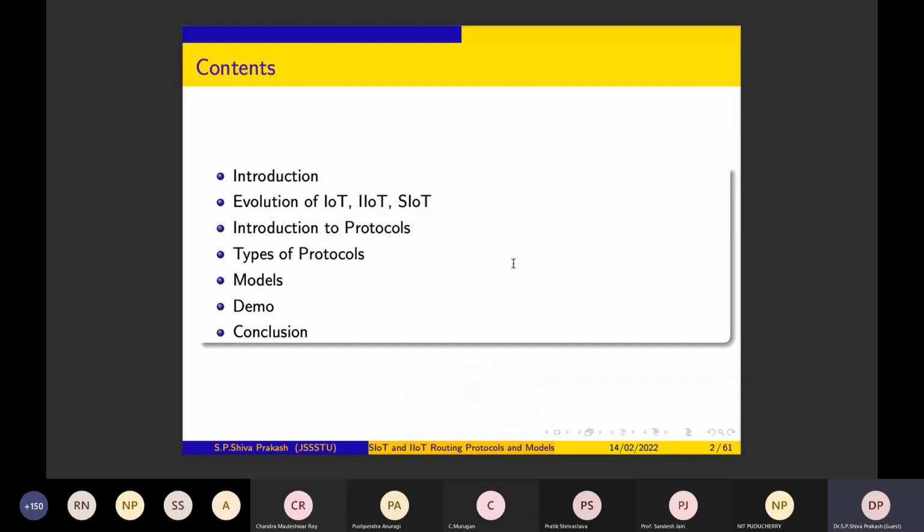So these are the topics that I'll be discussing. I'll start with the introduction, then we'll move on to the evolution of IoT, IIoT and SIoT. We'll try to introduce a few protocols and the types of protocols, the models, and the demo. I'll give one demo where we have developed our own simulator specifically for the Social Internet of Things, and finally I'll conclude the session.